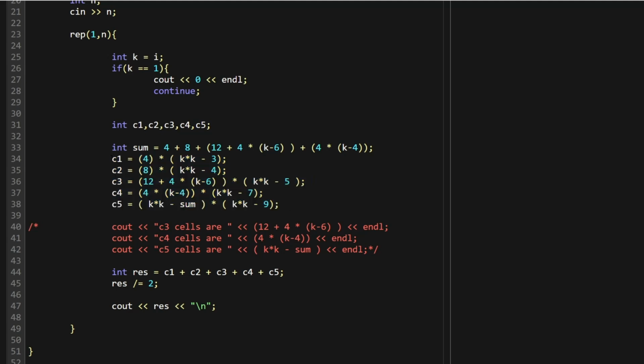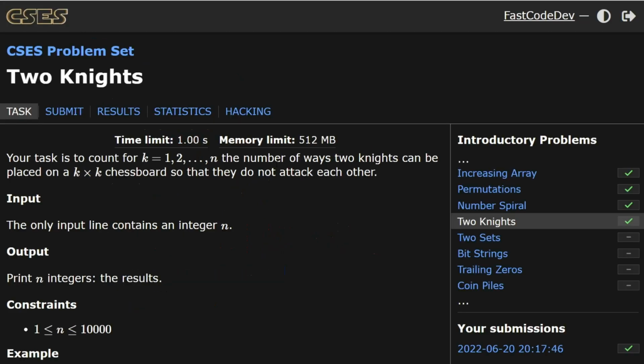So for each category, we have calculated the result. For the total result here, we just take the result for every single category that the first knight can belong to, and then we divide by 2, because when he says count the ways, he didn't label the knights.